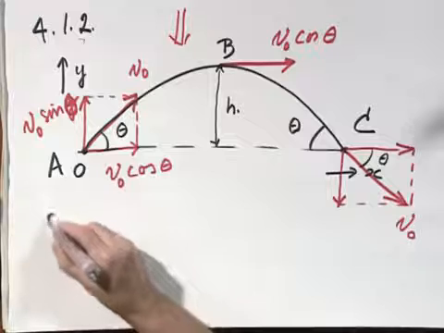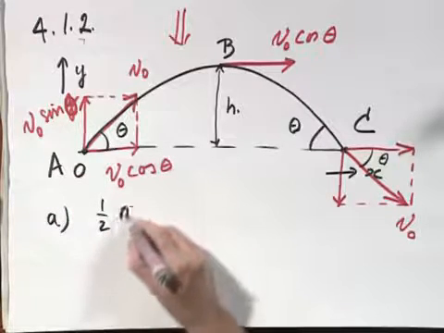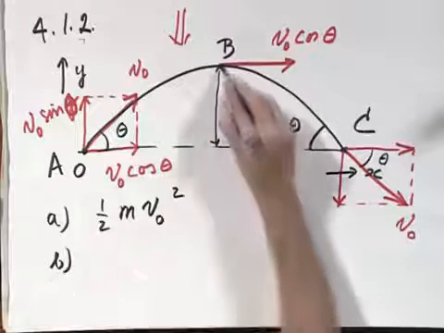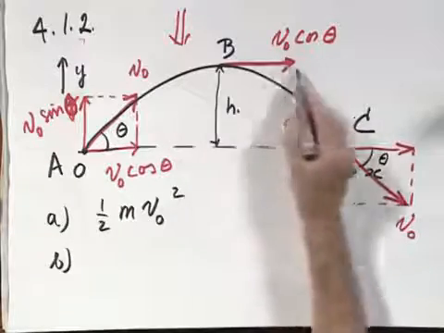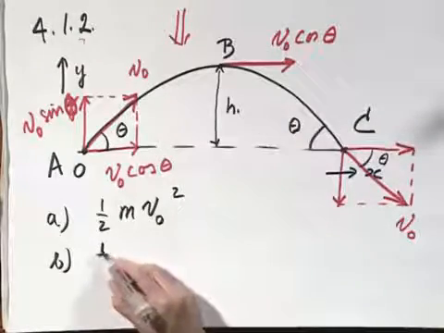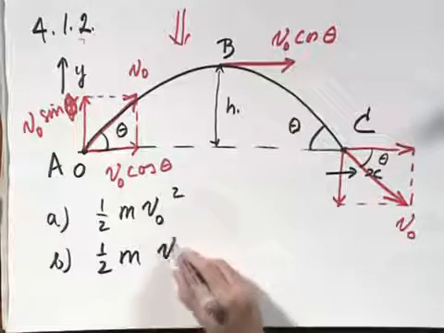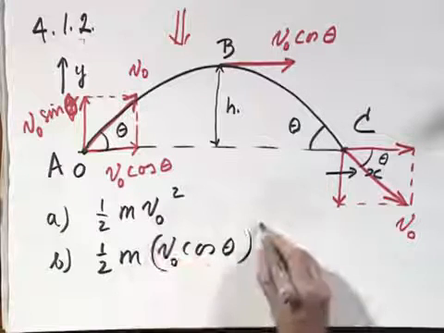And now the first question A is, what is the kinetic energy at point A? Well, that obviously is 1/2 mv0 squared. What is the potential energy at point B? The only velocity at point B is the horizontal component, so it is 1/2 m times this velocity squared, which is v0 cosine theta squared.